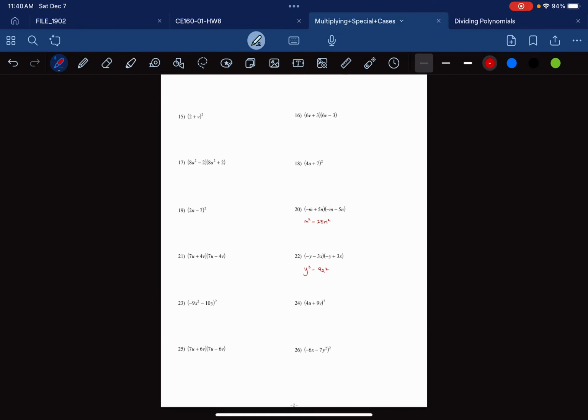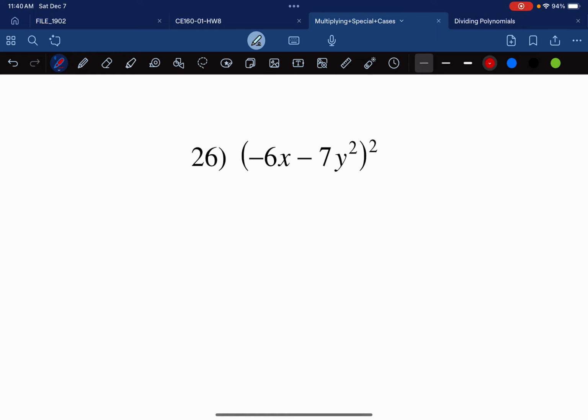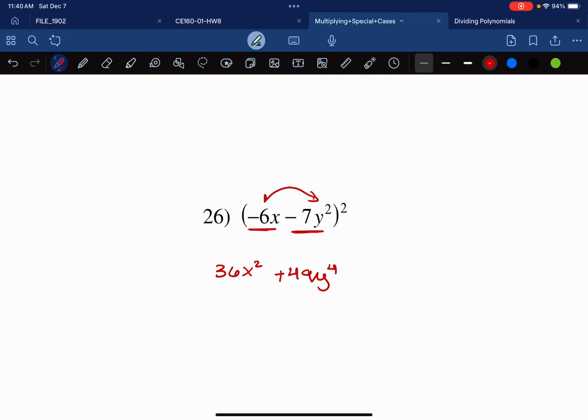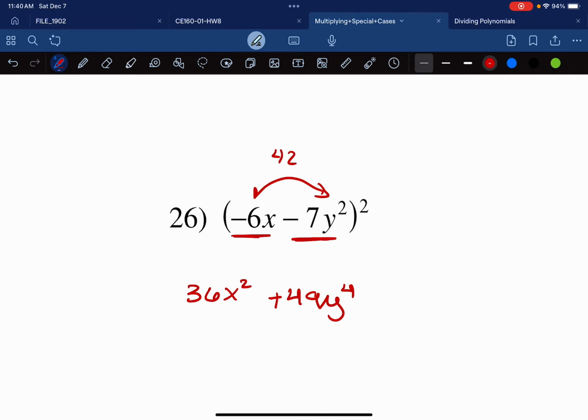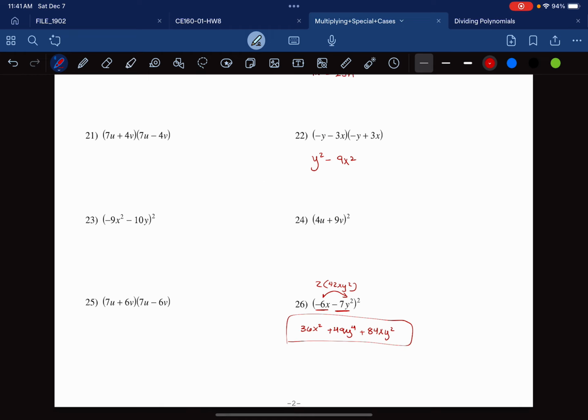Okay, let's see. Let's do this one. This is a square the first, square the second, twice the product one. So we go square the first, we're going to get 36x squared. Square the second, we're going to get 49y to the fourth. Our product is going to be positive 42xy squared. When we multiply that by 2, we're going to get 84xy squared. Alrighty.